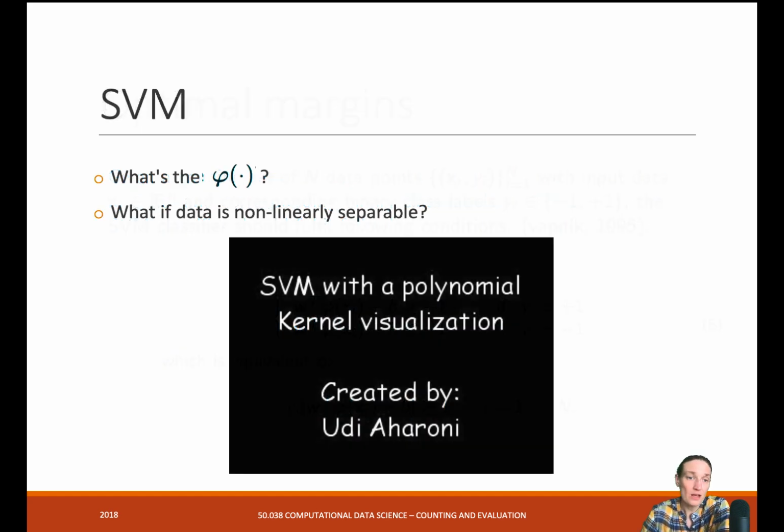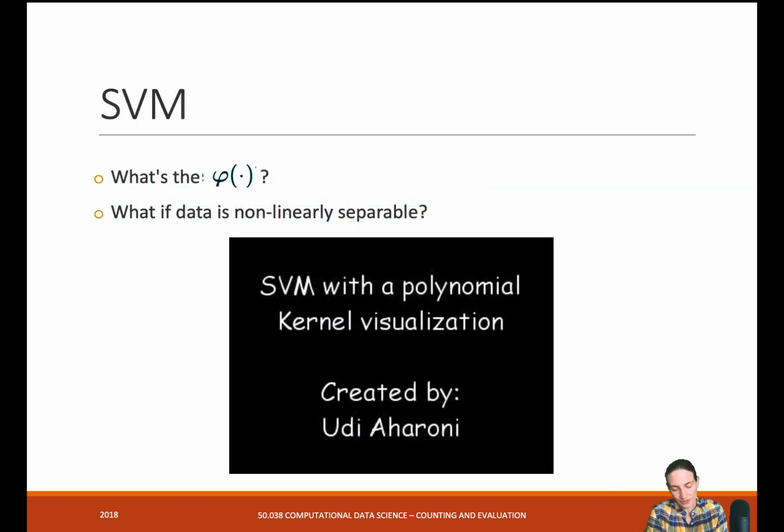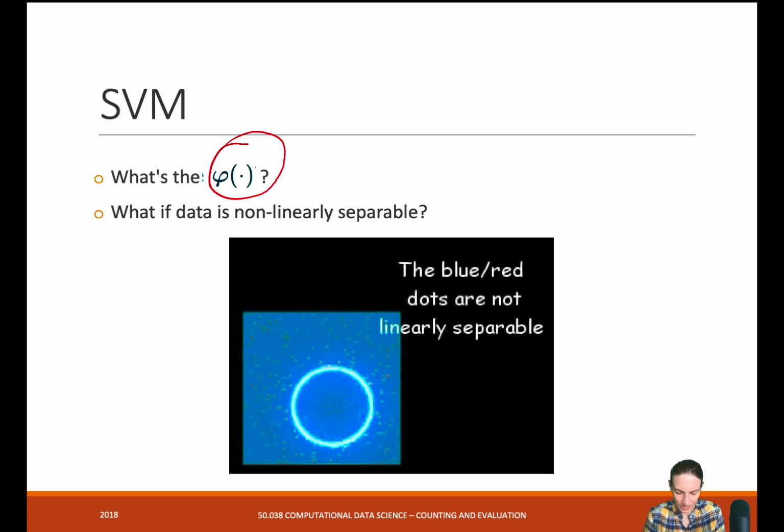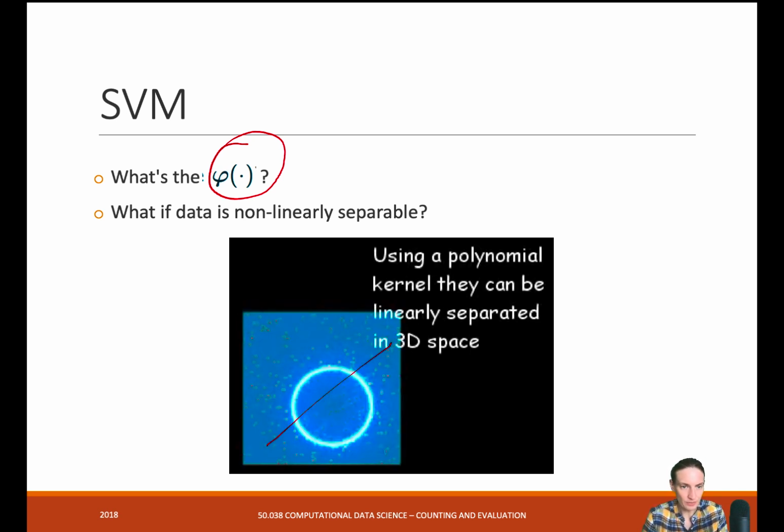So it's important here to consider the phi transform, the new variables phi of x. Phi is the transformed input variable. And let's again think about why we need this. Sometimes we have data that is just not separable by a linear line. I cannot draw a line to separate my blue from my red dots.